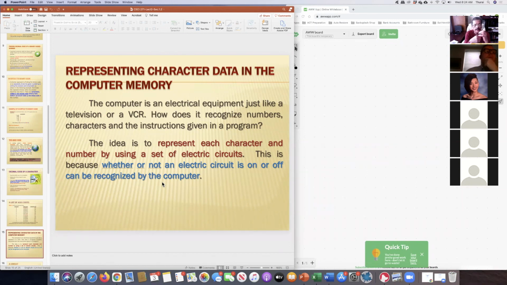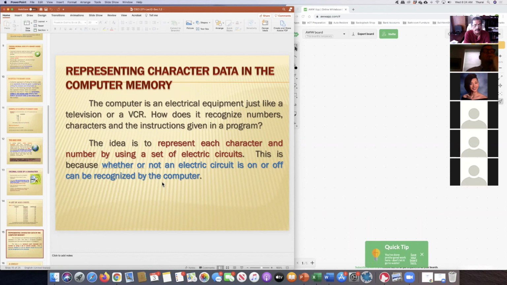So that's when the scientists decided that if we can represent everything using power on, power off, two things, on and off, then we can represent everything inside the machine and make the machine recognize that. And that's where the idea of a computer originated. The idea of representing everything inside a machine by using power on and off. On and off are recognized by machines.